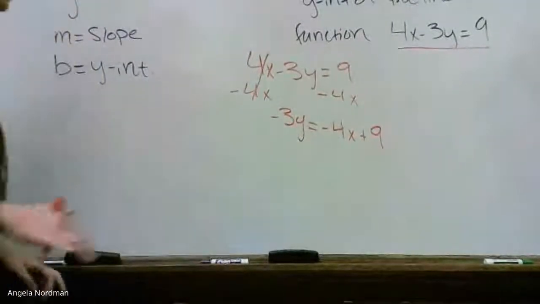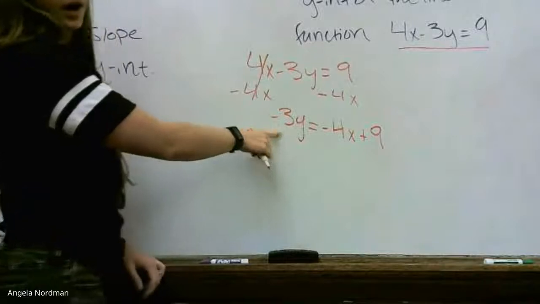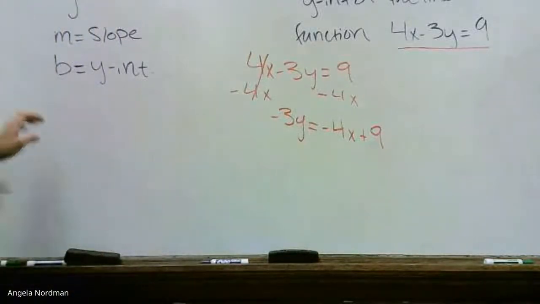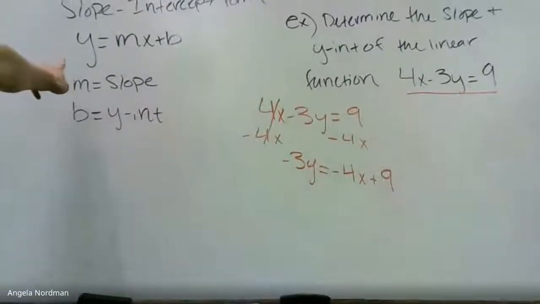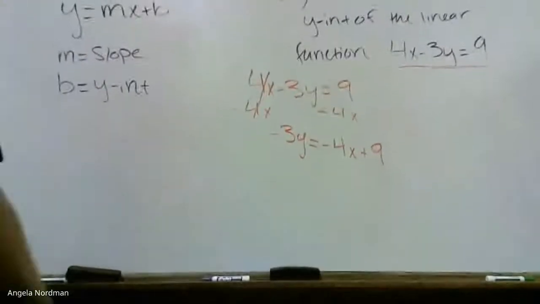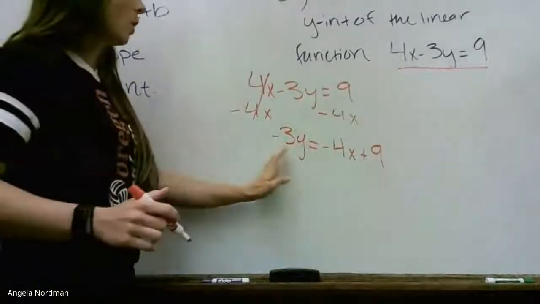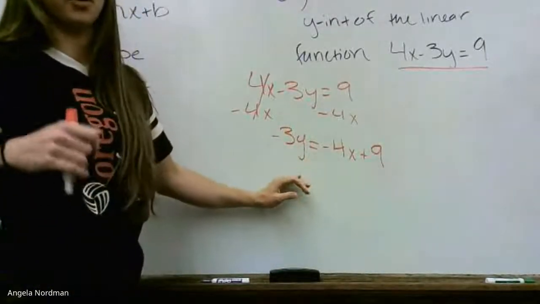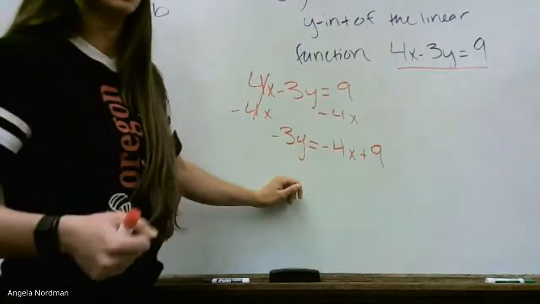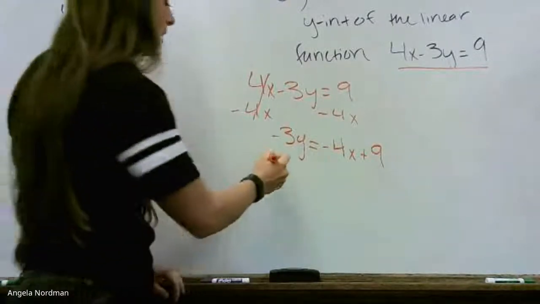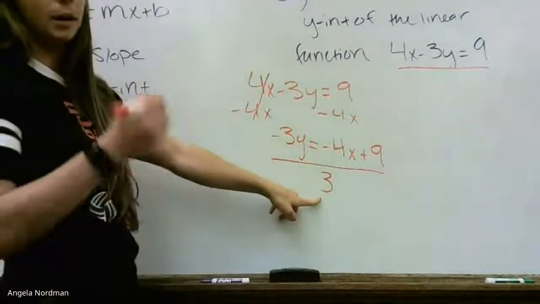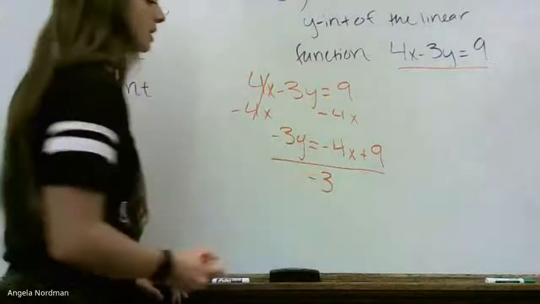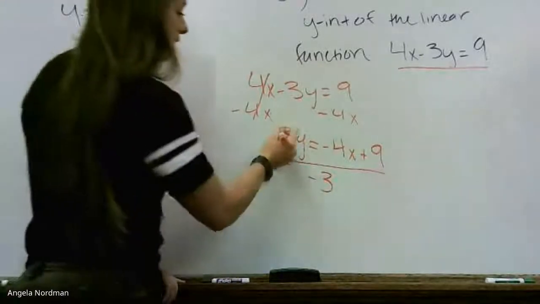Now that I've cleared everything else out, I can deal with this negative 3y. Keep in mind, for y equals mx plus b form, that y is positive. So I also need my y here to be positive. When something is multiplied by a variable, in order to get rid of it, you do the opposite. Right now it's being multiplied, so I need to divide by it. Divide by 3, but not only 3, it needs to be negative 3 so that the negatives cancel out.